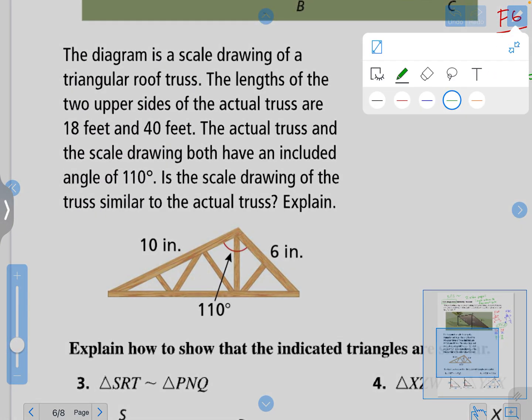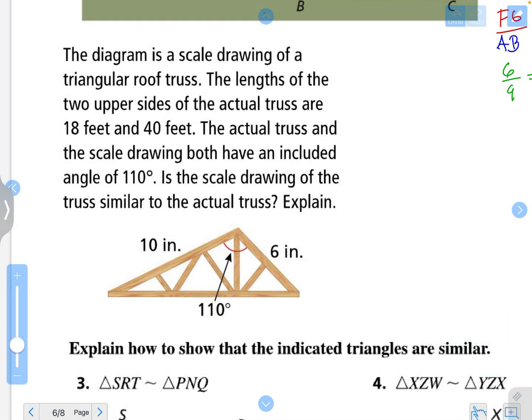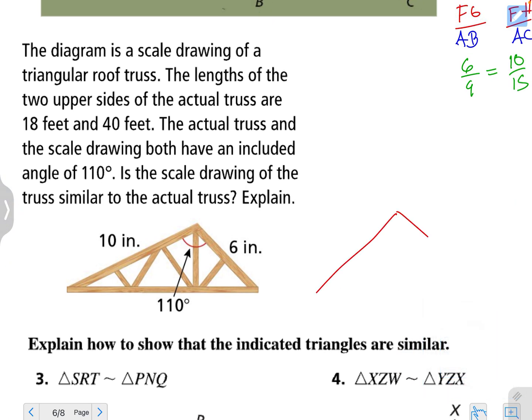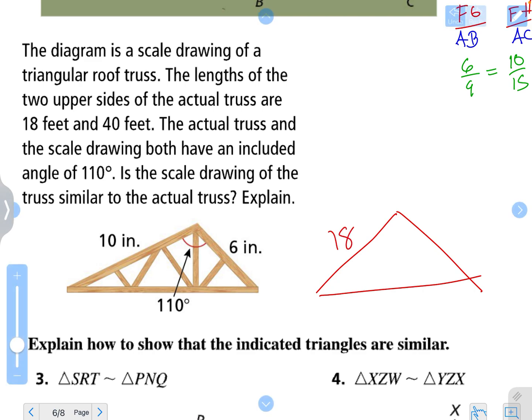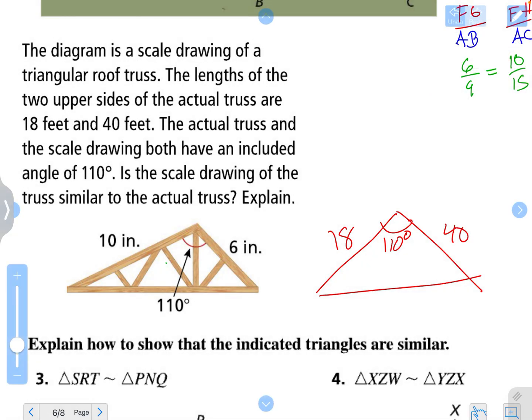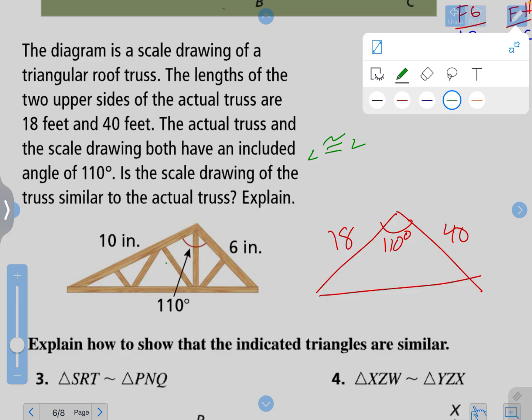All right. So we've got a roof truss here. The lengths of the two upper sides are 18 feet. So the actual one in the house is 18 feet and 40 feet, and their included angle is 110. And then they've given us the scaled down drawing, and it's asking us to see, are these similar? So our angles are congruent because they both equal 110. And so now we need to set up our proportions.